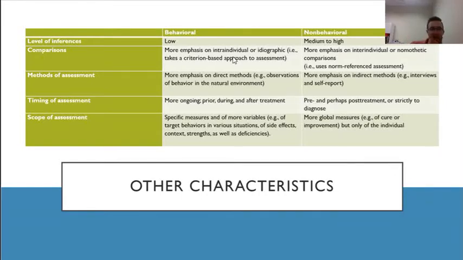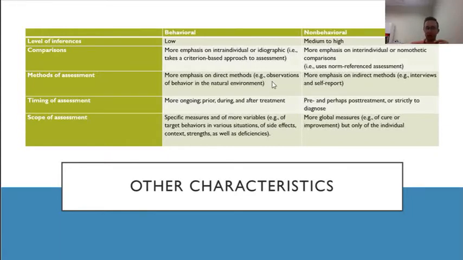improvements in that skill. Now, methods of assessment: there's more emphasis on direct methods, so observations of behavior in the natural environment rather than using interviews or questionnaires. Timing of assessment: more ongoing, prior, during, and after treatment. So assessment is ongoing. It's all the time. It's continuous.